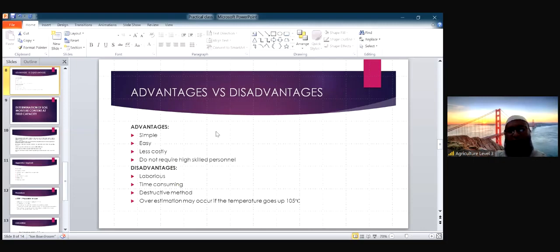These are advantages and disadvantages. Advantages: simple method, easy method, less costly, does not require highly skilled personnel, no technical know-how is needed here. Disadvantages: laborious, time-consuming, destructive method. Overestimation may occur as the temperature goes up. So we need to be very careful while drying the soil so that it's not burnt out.